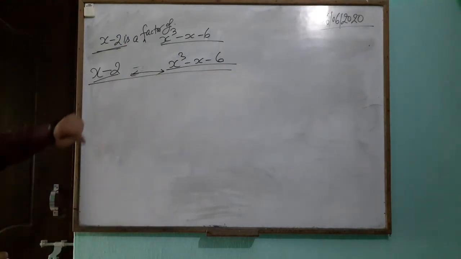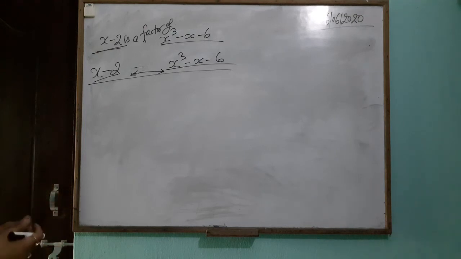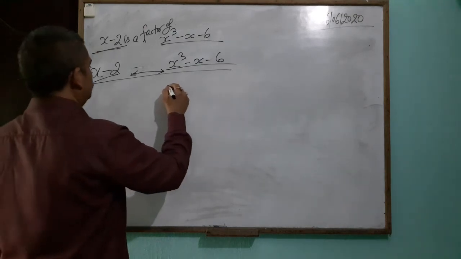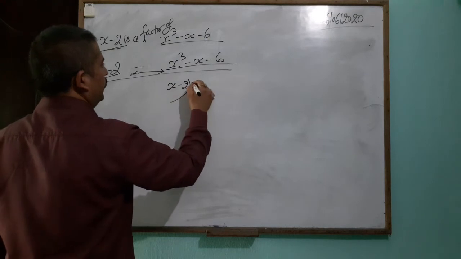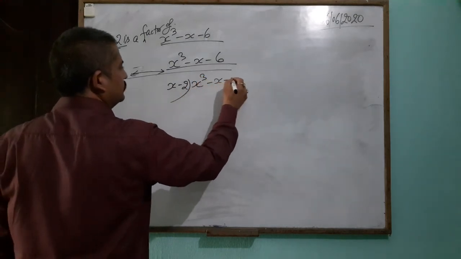तो इसके लिए हमारे पास एक मेथड था, लॉन्ग डिवीजन मेथड भी. और डिवाइड कर लो x minus 2 divided by x cube minus x minus 6.